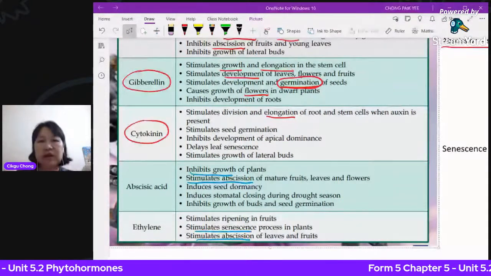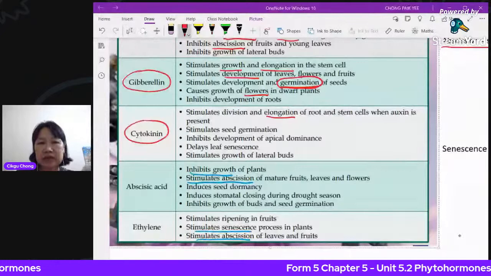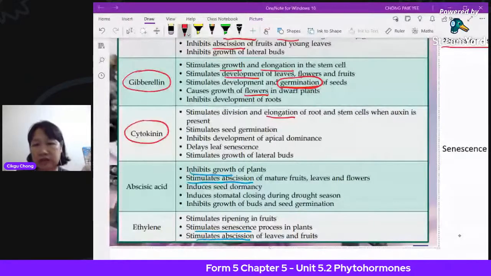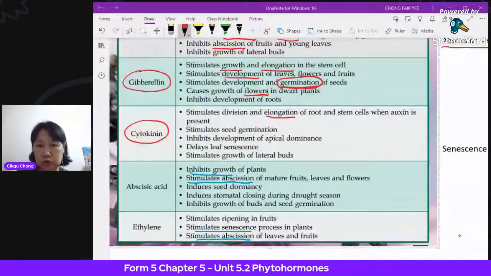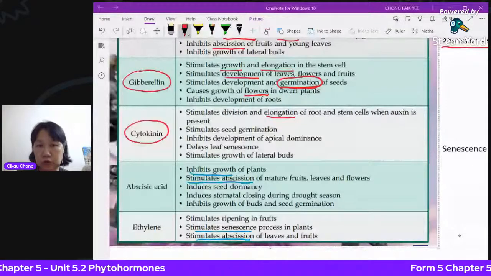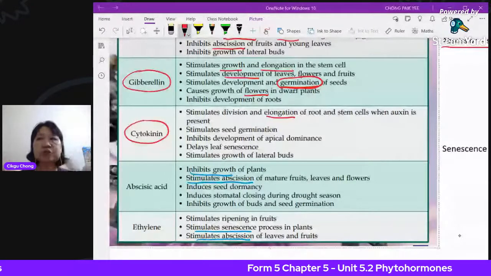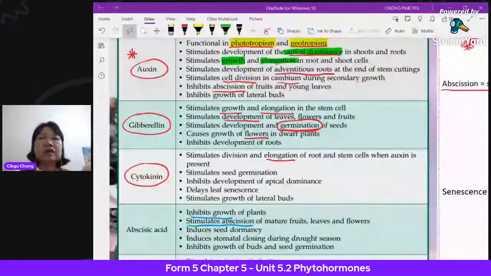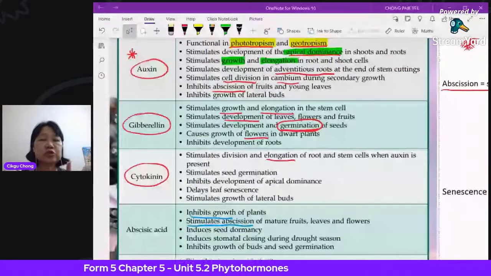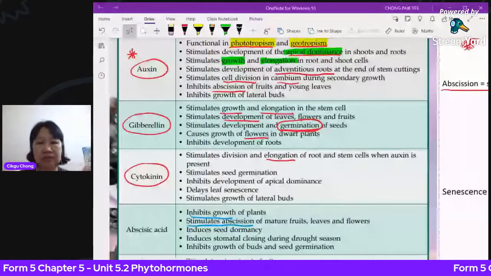Okay, so cytokinin also helps to elongate the roots. This is growth, so I circle these three. These three are more of hormones. They help the plant to grow taller. They help the cells to multiply. They help the tree to grow, shoot taller up. Okay, that means it's going to stimulate growth.